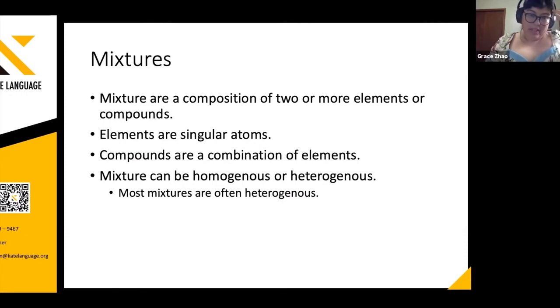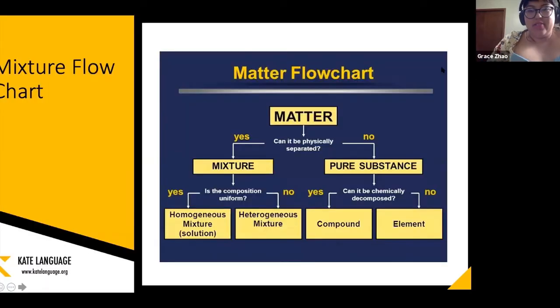And a mixture can either be homogeneous or heterogeneous. Most mixtures will often be heterogeneous if we think about it. In chemistry, a lot of the time we're trying to make solutions and we want to make sure that our solution doesn't really separate. So more often than not, we want something to be on the homogeneous side. So here's a flow chart.